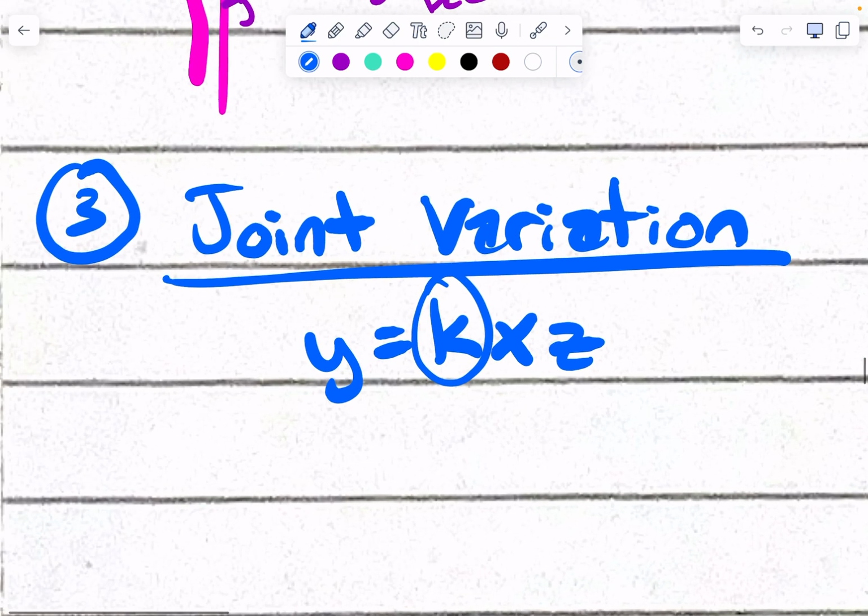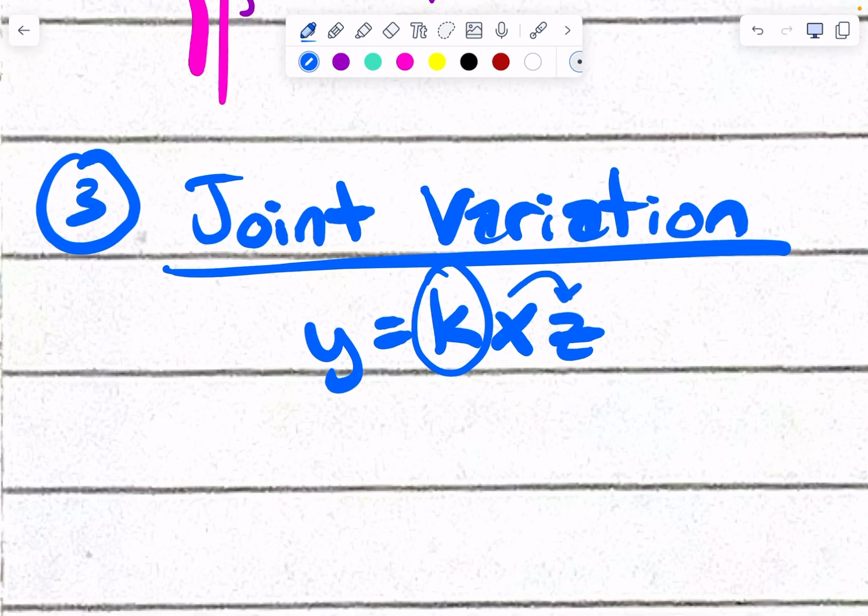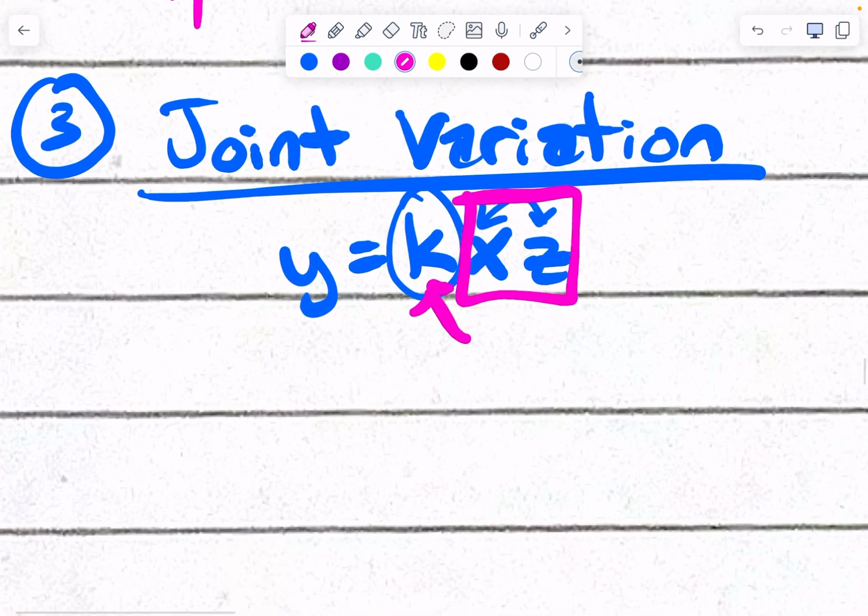Here's how I remember joint variation. X and z have to join together to be as big as y is. I'll say that again. Joint variation. X and z have to be multiplied together. They have to join together to be as big as y. Yeah? Joint variation. So that's what that looks like. K again is a number.